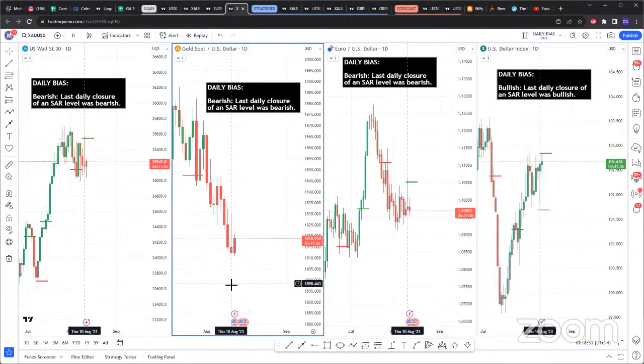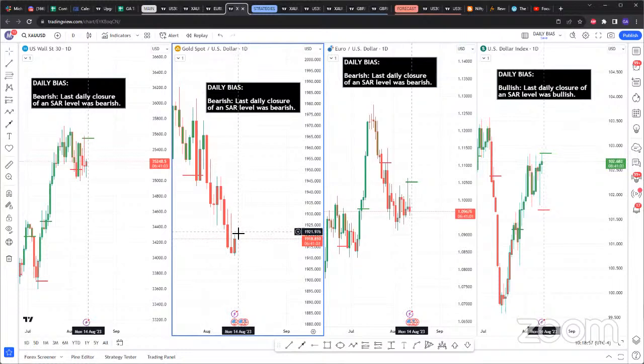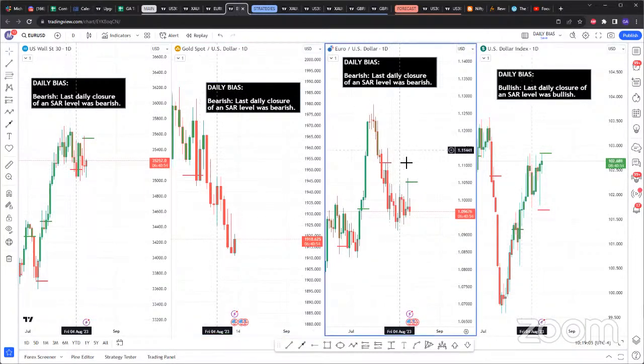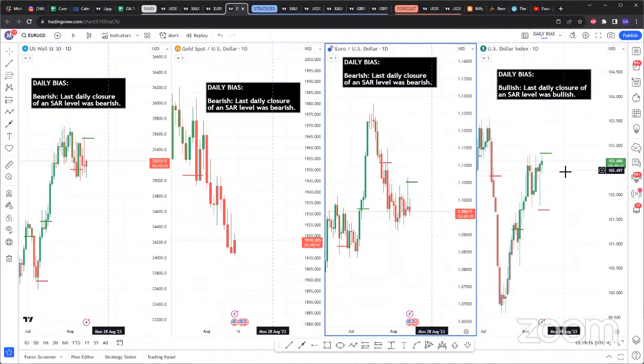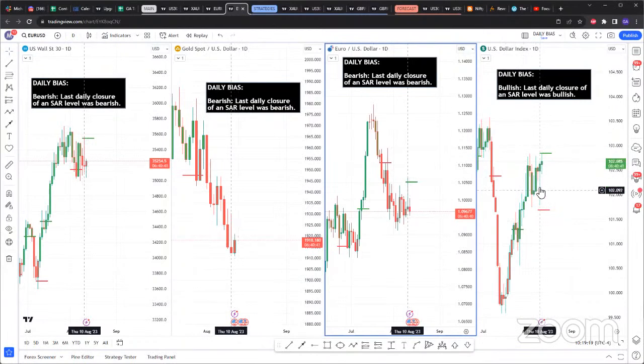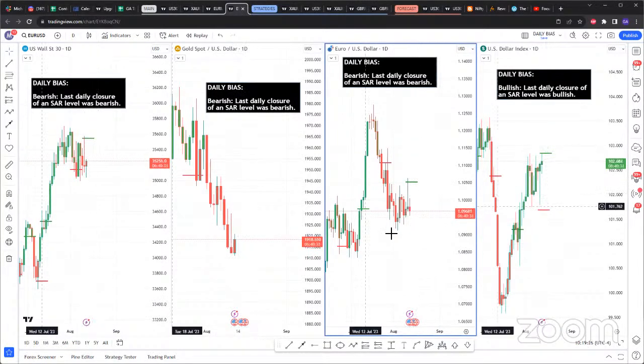For me to change my bias for gold to a buy, I would need gold to form a bullish, so a green SAR, and I would need a daily candle to close above it. And after then, all I would be trading is buys on gold. Same thing right here for EU. For me to change my bias to a buy on EU, I would need a candle to close above there. Same thing for the US dollar index. I'm still bullish. For me to be bearish on the dollar index, I would need the dollar to close below this red SAR that it's already created.